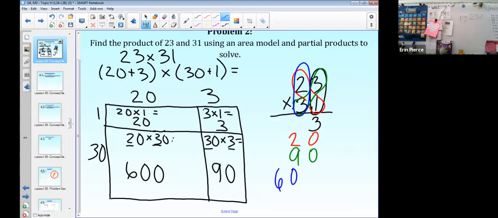From there, we add 3 plus 0. 3. 2 plus 9. 11. 1 plus 6. 7. So our final answer is 713. Okay, how are we feeling about our area model? Good. All right, let's try one more problem before we go to our problem set.